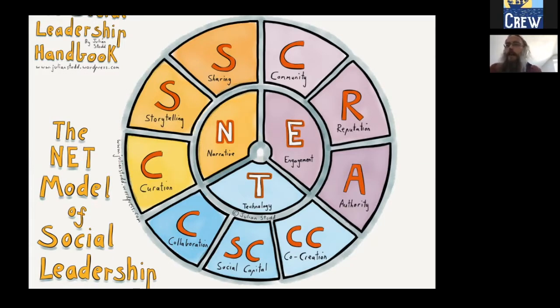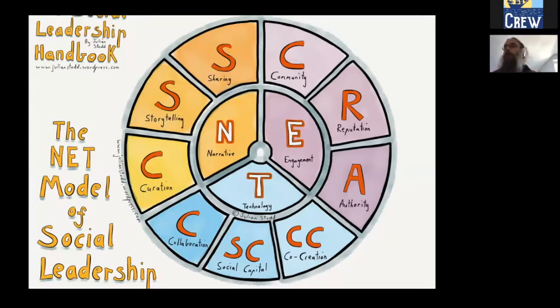Once we have that in place, then we're able to co-create effectively, to do things within our community, to make sense of things, to cut through the noise, to find the signal. Social capital is about our responsibility, really, to ensure that our organizations are increasingly fair, that they are socially responsible, that they hear all the voices, not just the loudest voices. Hence, we are able to collaborate.